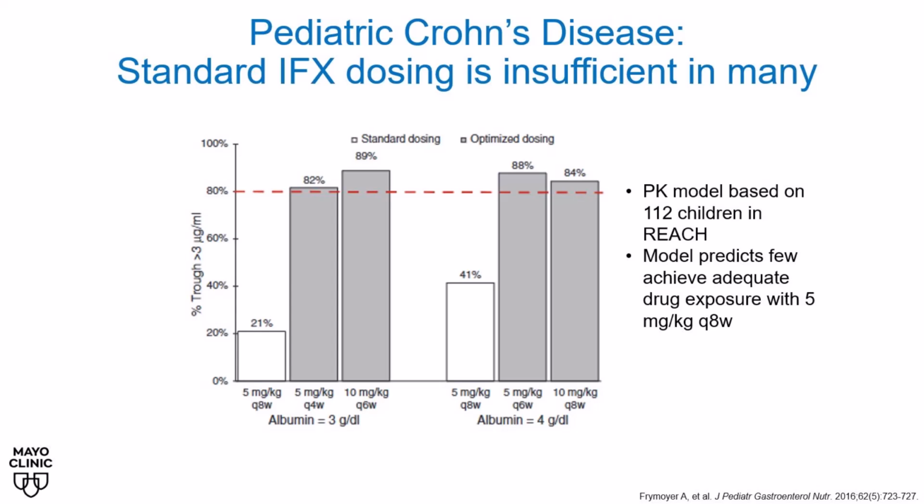And this is a great study that we often use when we have patients who need higher drug levels, especially if they're under the age of 18, really showing that literally the majority of them require higher doses to be able to achieve a specific target level. I mean, 10 milligrams per kilogram every 6 weeks is significantly greater than the FDA dosing.